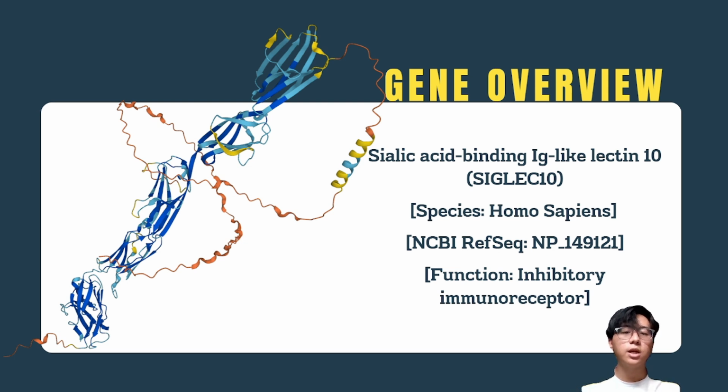This is the gene overview. The gene that we selected for this project is SIGLEC10, also known as sialic acid binding Ig-like lectin 10. It is found in Homo sapiens with the reference sequence number NP_149121. It functions as an inhibitory immune receptor that regulates immune response via sialic acid-dependent binding, especially on innate immune cells like B cells and macrophages.